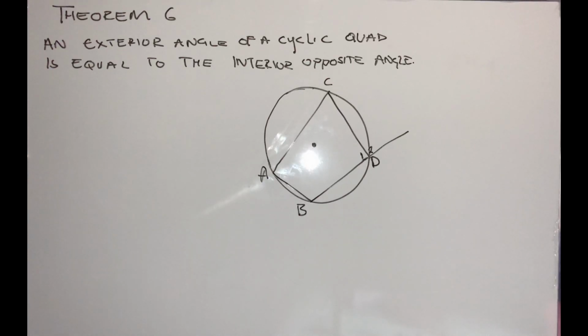Welcome back. Let's do theorem number 6, the one that states that an exterior angle of a cyclic quad is equal to the interior opposite angle. What do we mean by exterior angles?